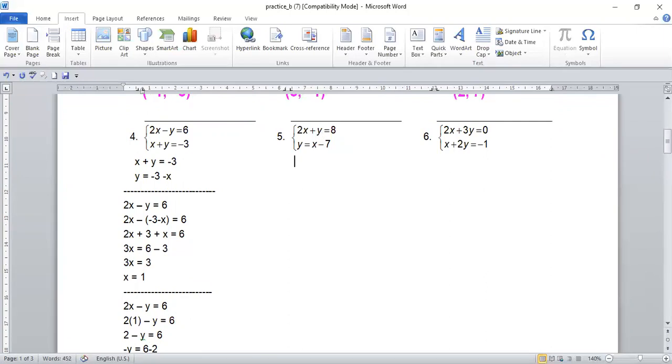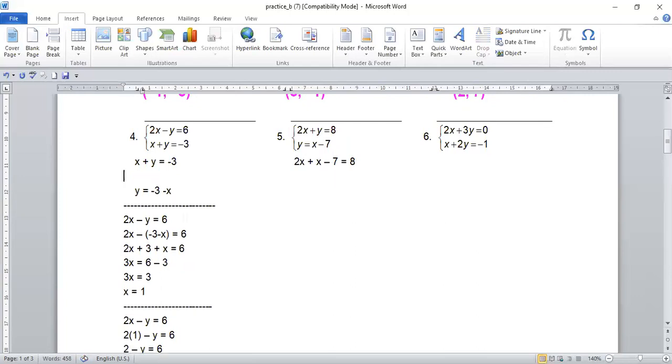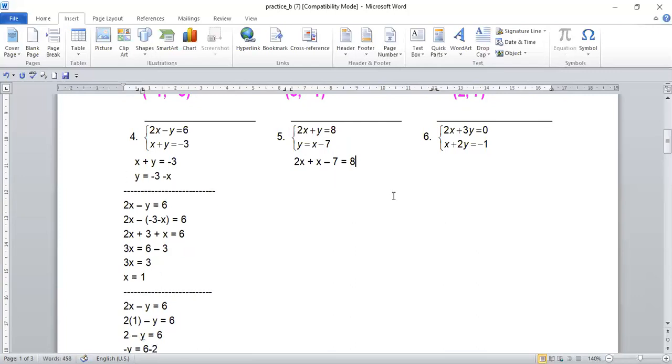So how are you going to write this equation now? 2x plus x minus 7 equals 8, right? Because the second equation is already in the form y is equal to x minus 7. So all you need to do is take the value of y and put it in the first formula. Okay, so what's the next step going to be?